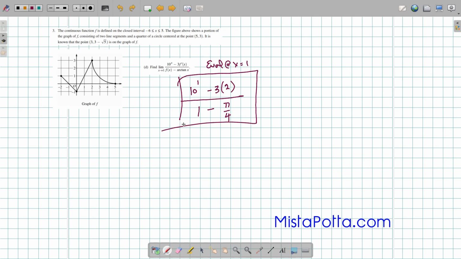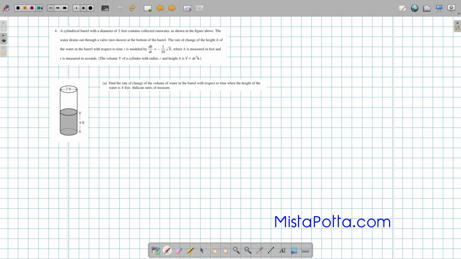So that's part 3. Problem 4 says a cylindrical barrel with a diameter of 2 feet contains collected rainwater as shown in the figure above. The water drains out through a valve not shown at the bottom of the barrel. The rate of change of height of the barrel with respect to time is modeled by dh/dt equals -1/10 radical h, where h is measured in feet and t is measured in seconds.